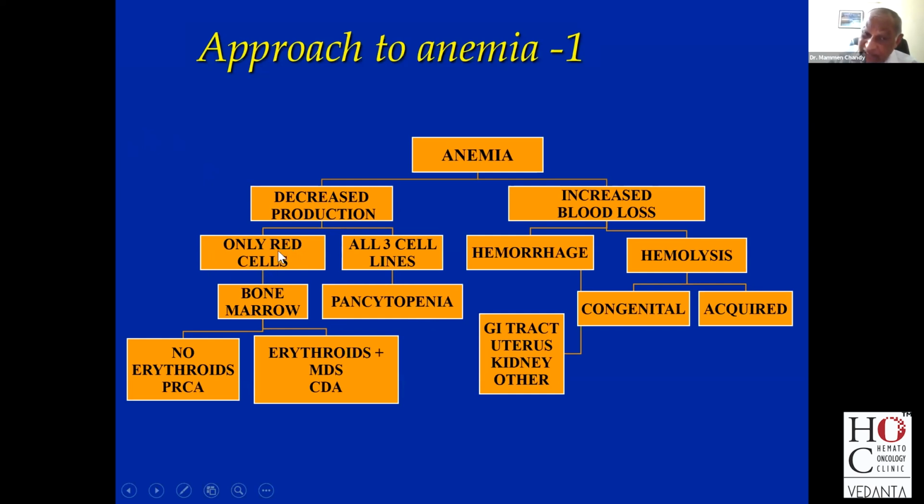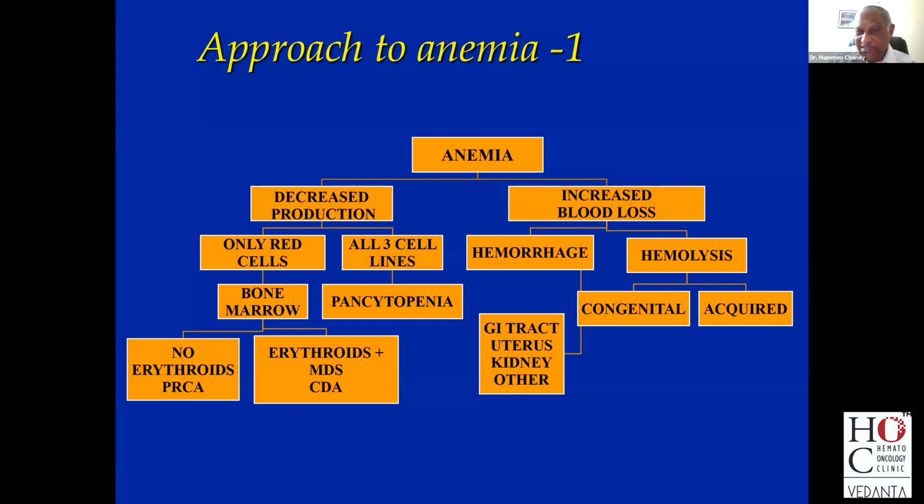If only the red cell count is low and the retic is low, then it has to be a bone marrow problem. If it's a bone marrow problem, then you do a bone marrow and you find that there are no erythroid precursors in the bone marrow, right? Now, if that happens, then you are saying this is a pure red cell aplasia. So no erythroids in the bone marrow.